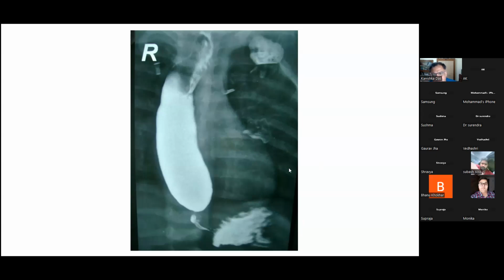Hello, sir, what this is is the dye. Yeah, Shravya, go ahead. Yes, sir, this is a dye study wherein we can see a dilated esophagus along with beaking distally. We can see that the dye is reaching the stomach. So this could be achalasia cardia based on the findings.